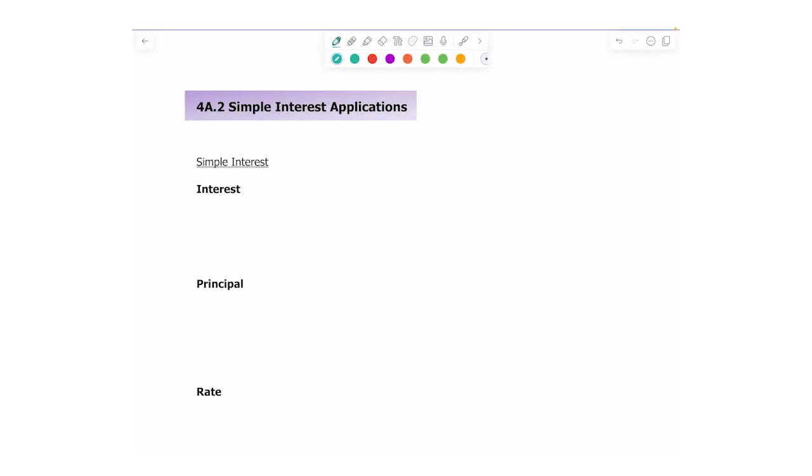Let's define a couple words that are going to be relevant to our topic. First of all, what is interest? It's the amount of money that we get paid for lending or investing money, or that we pay for borrowing money.